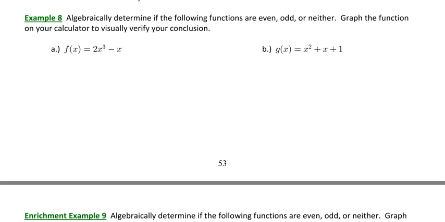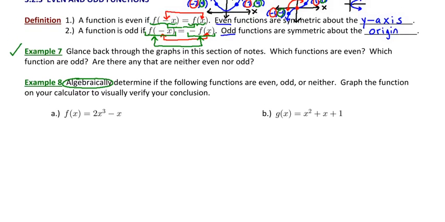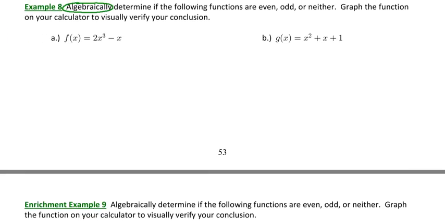Okay, back to example 8. Now let's algebraically determine if the following functions are even, odd, or neither. Notice we want to algebraically determine the answer. Then we can graph the function on our calculator and use symmetry to visually verify our conclusion. So to determine if something is even, odd, or neither, we're going to apply our algebraic test. Notice in each case, we begin with f of negative x. Depending on the result, we can conclude if it's even or odd. So we're going to calculate f of negative x. That is, we're going to replace all the x's in the function with negative x's.